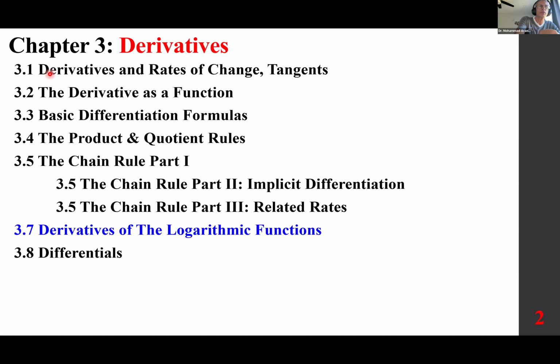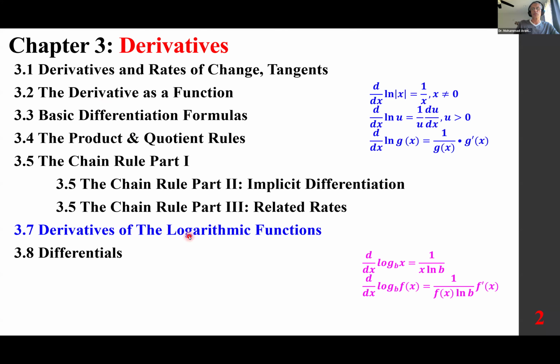So we've covered derivatives and rates of change, the derivative as a function, basic differentiation formulas, the product rule, the chain rule, implicit differentiation, related rates, and now derivatives of the log functions. This is the synopsis of that. We're going to go over it in a moment.